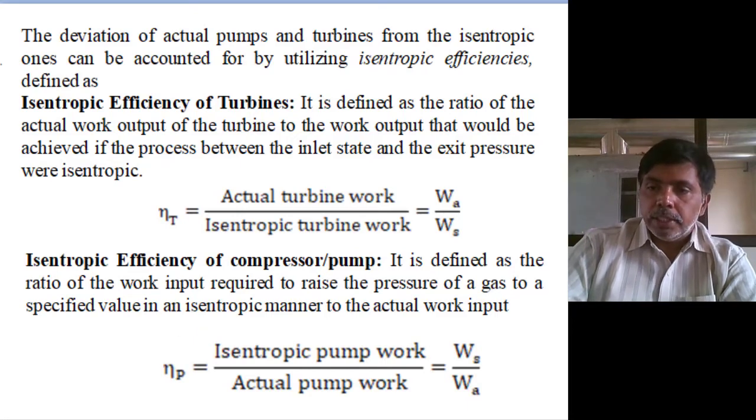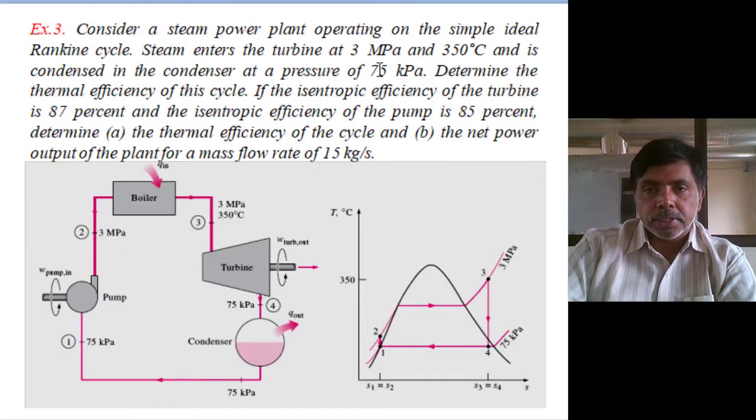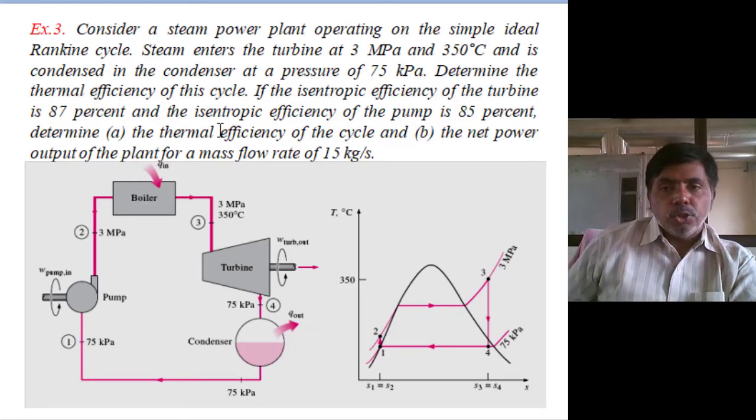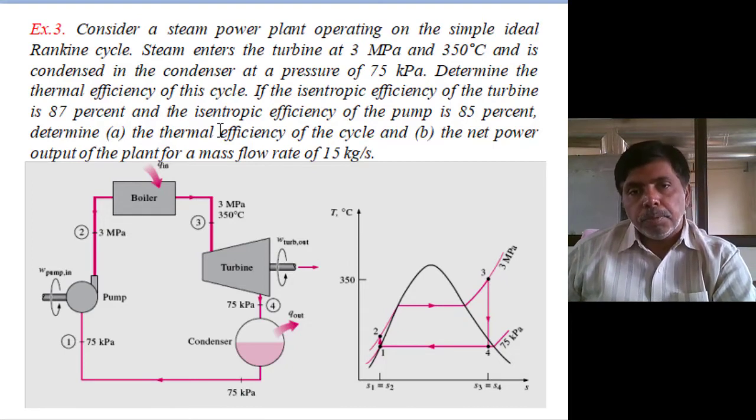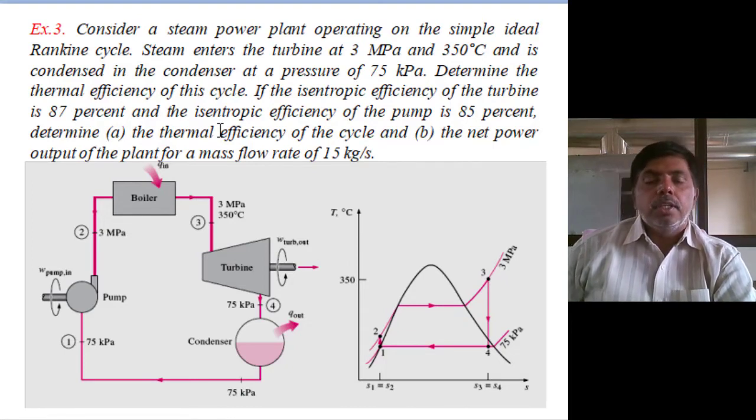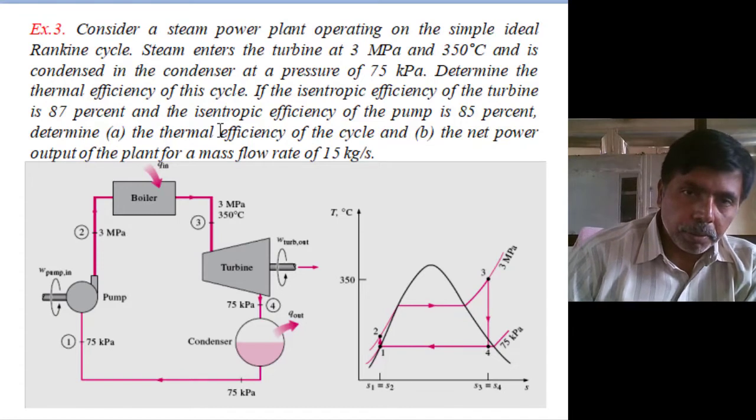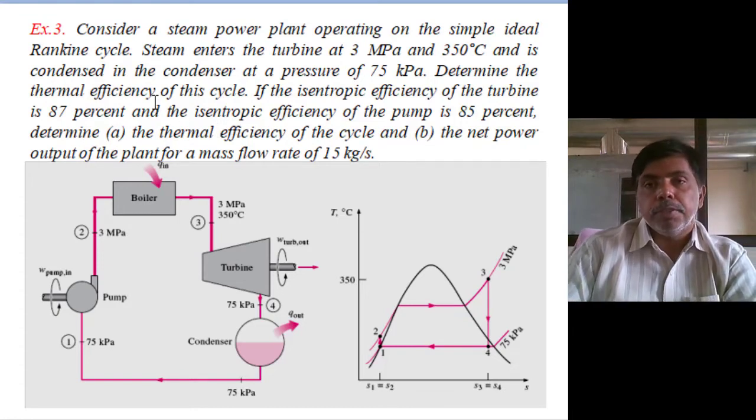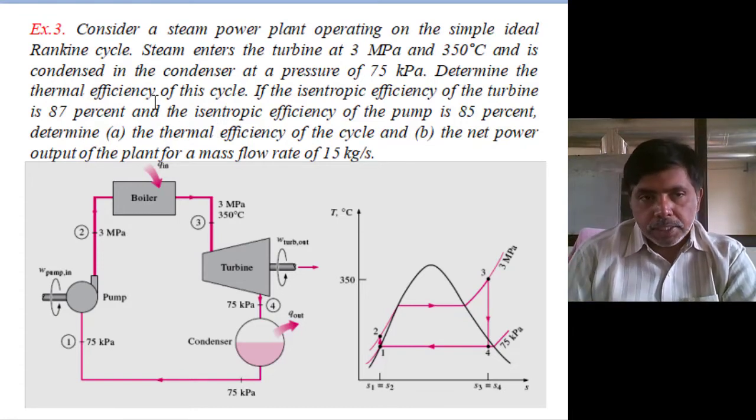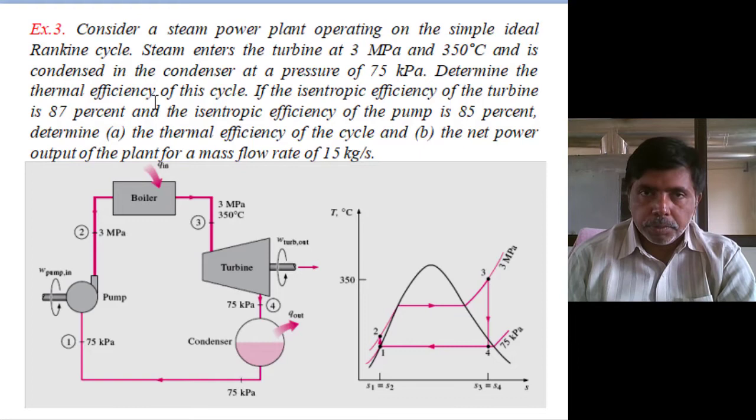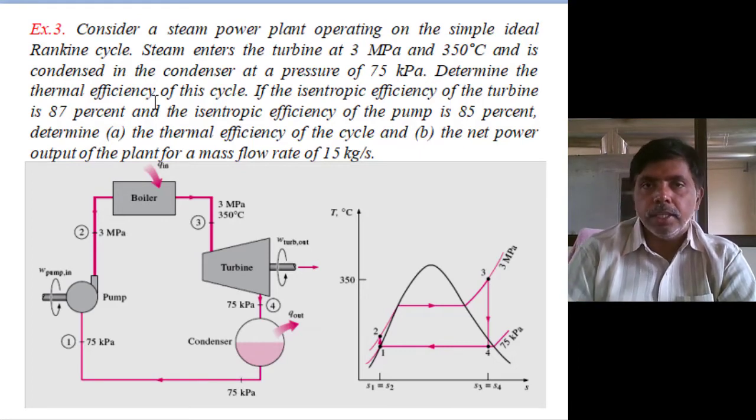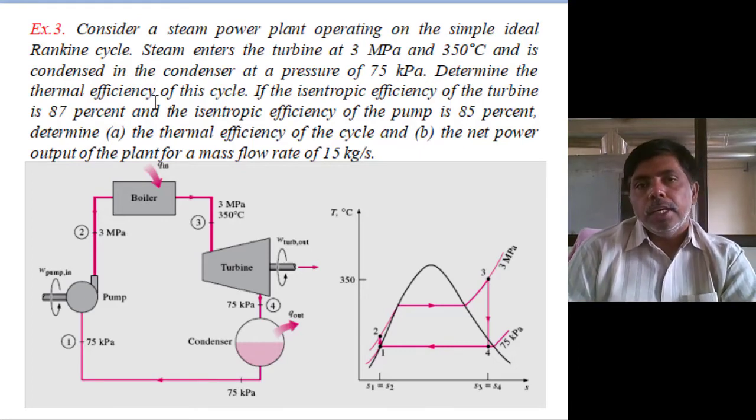So the same problem, the one we discussed, we will solve again. Just now we consider the isentropic efficiency of the pump and the isentropic efficiency of the turbine. See the problem first. Anytime, first read the problem. Based on the given data, extract the properties from the steam table or from the Mollier diagram, mark the points, and calculate the thermal efficiency of the Rankine cycle.